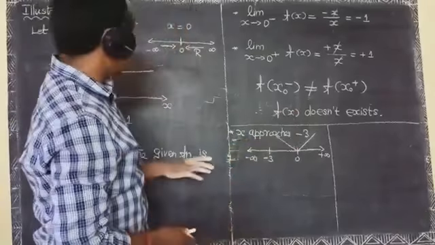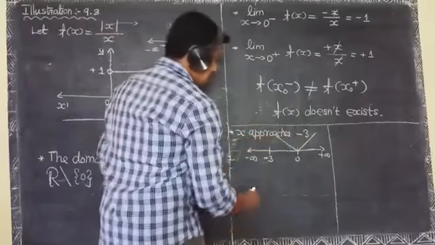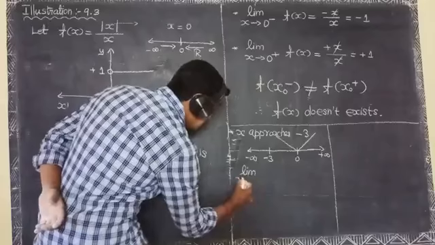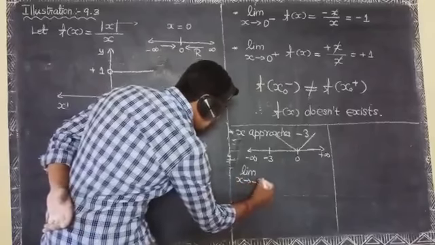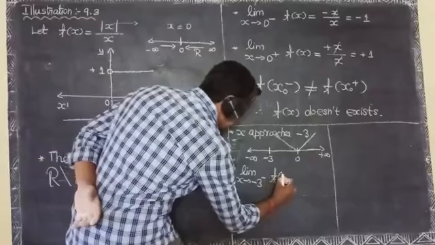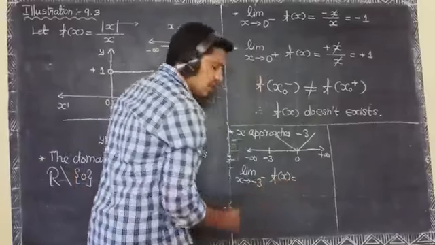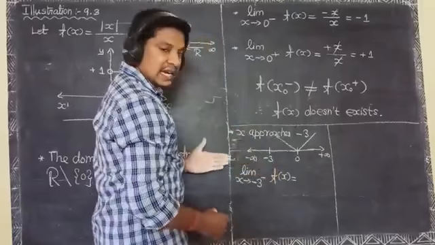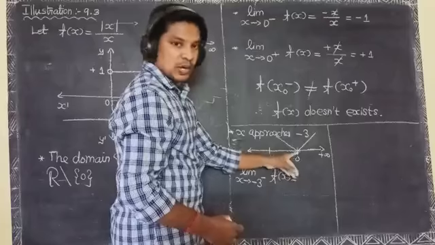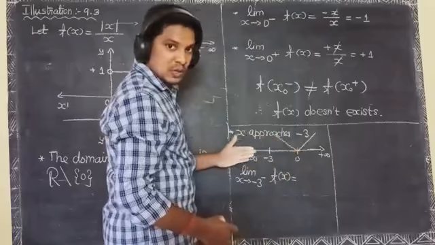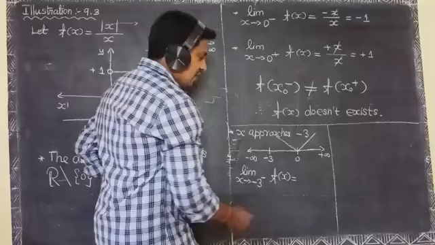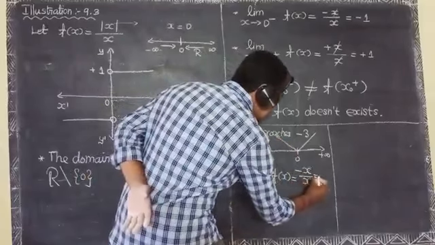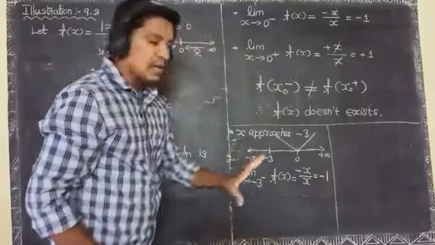Here, x approaches minus 3 means the limit as x tends to minus 3 from the left of f of x. Here x approaches minus 3 from the left side of 0. So we take the function minus x divided by x, which is equal to minus 1.